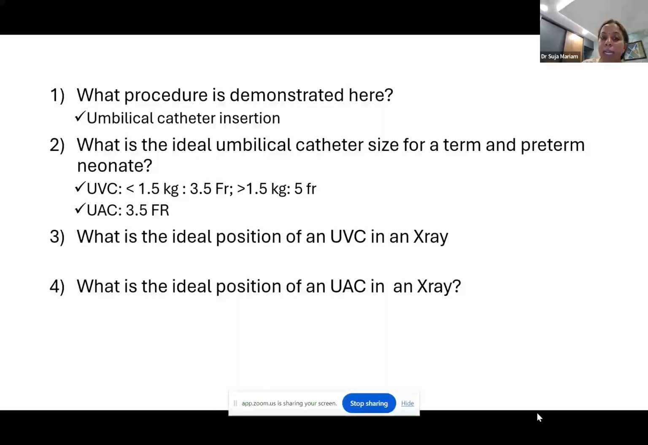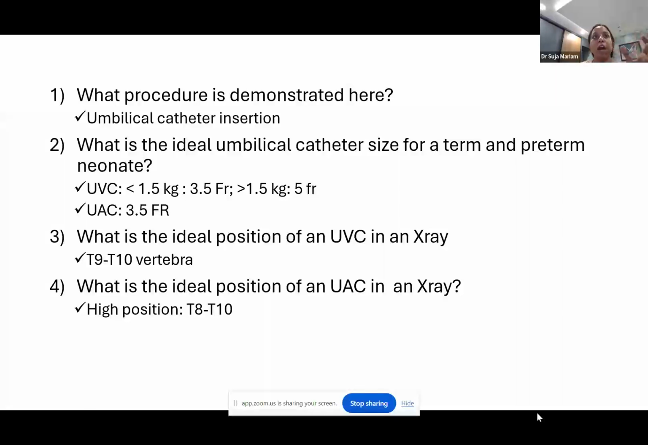For umbilical artery catheters, standard is 3.5 French catheters, though some books mention that you can use a 2.5 size catheter for a less than 1 kg baby. But this is what we practically use, 3.5 French catheter for umbilical artery catheterization. What is the ideal position of an UVC in X-ray? Never confuse on this. It is T9 to T10. Ideal position of an UVC in an X-ray, according to Cloherty, it is T8 to T10. But yeah, T6 to T9 is also right.